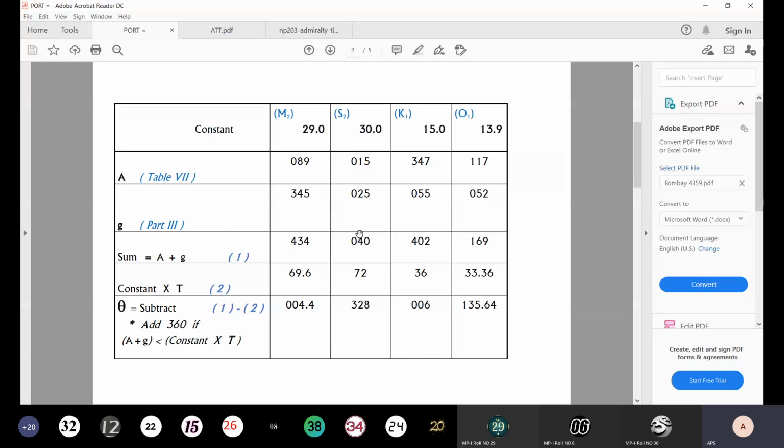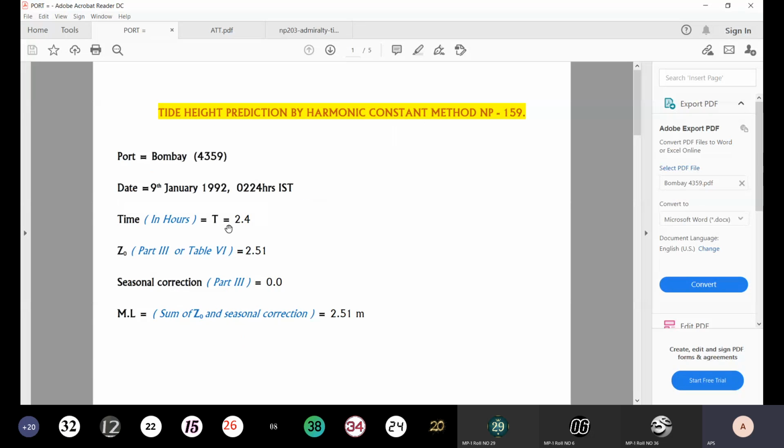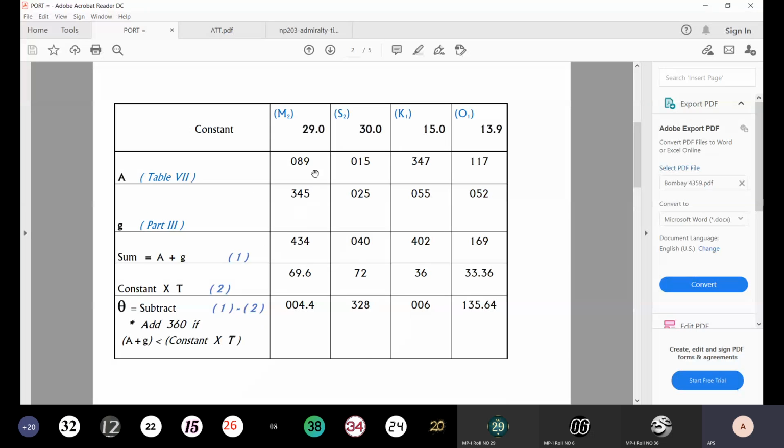Once you have the sum, we will go to the next row, in which it is constant into T. What is the constant? 29. What is T? Remember T, we have made it 2.4. Time in hours, no minutes. So 2:30 becomes 2.5, and it is 2.4 because 2:24. So 2.4 is the value of capital T. Multiply 2.4 by 29. See how much you get.